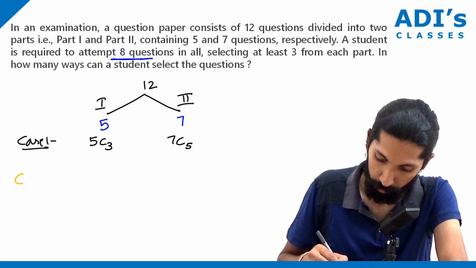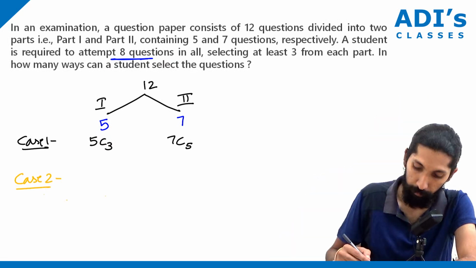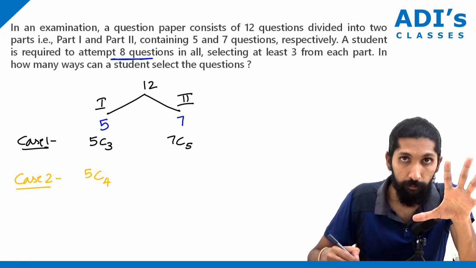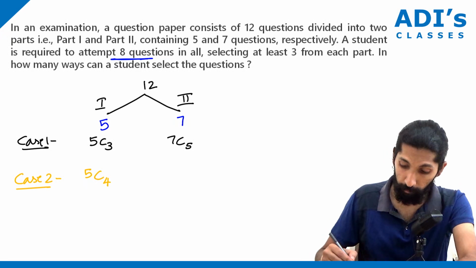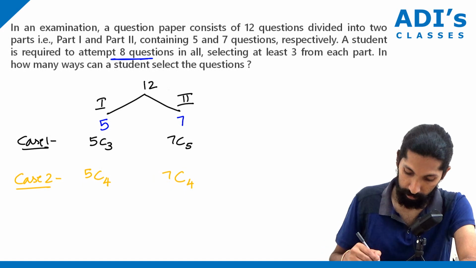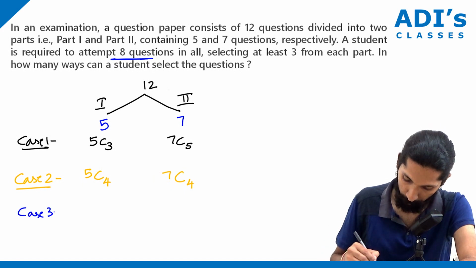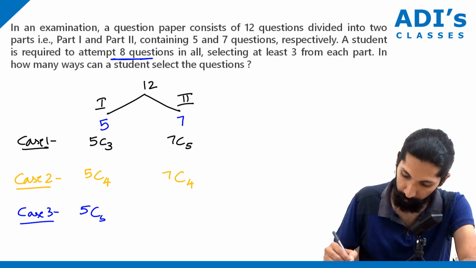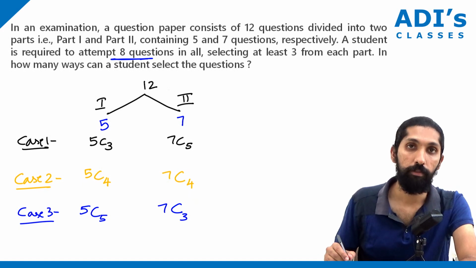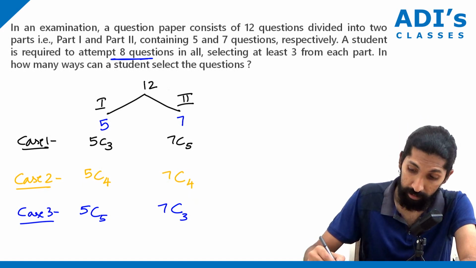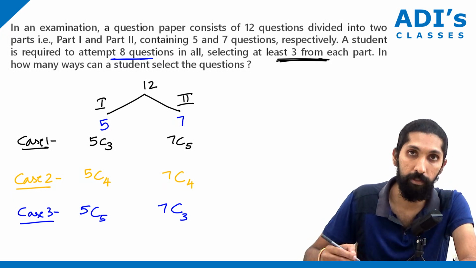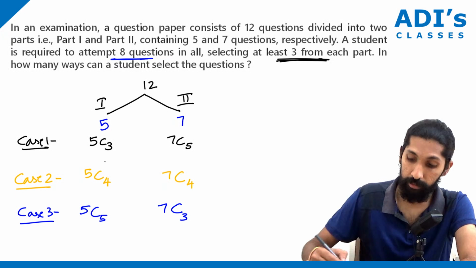Next, case 2 will be 5C4. That means out of 5, I choose 4. The remaining 4 has to be chosen from the second part. Right? Next, case 3, 5C5, 7C3. Correct? So when they say at least 3 questions from each part, so we are using the same thing, isn't it? So first case, 5C3.